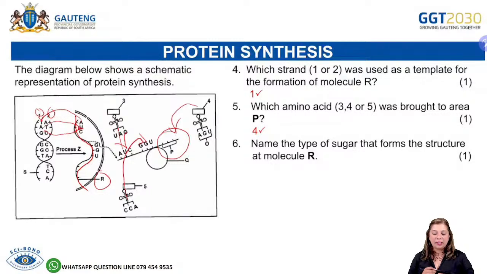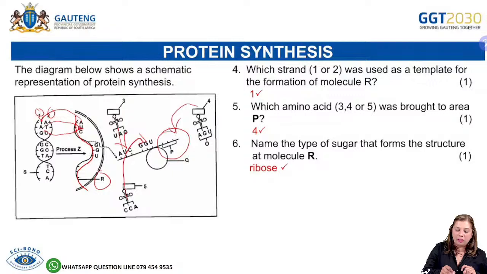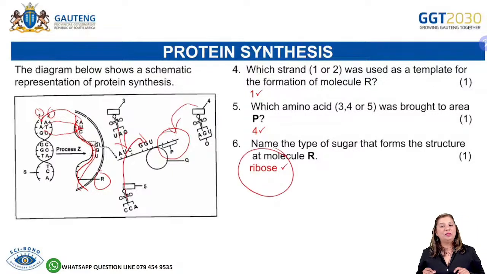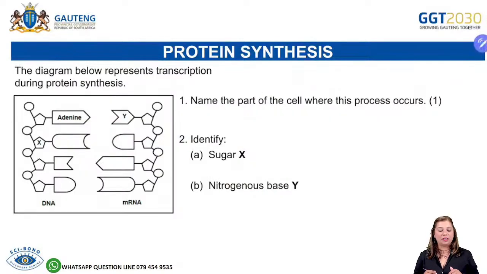codon. Name the type of sugar that forms a structure at molecule R. Now remember, we have to be careful, because in RNA it's ribose sugar. In DNA it's deoxyribose sugar. And in this case, because we know that this is messenger RNA, it would be ribose sugar. You see how they try and trick us? But we are so sharp, we know the difference in the sugars.